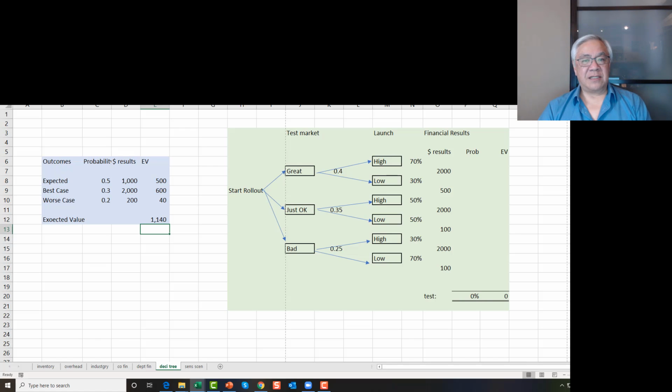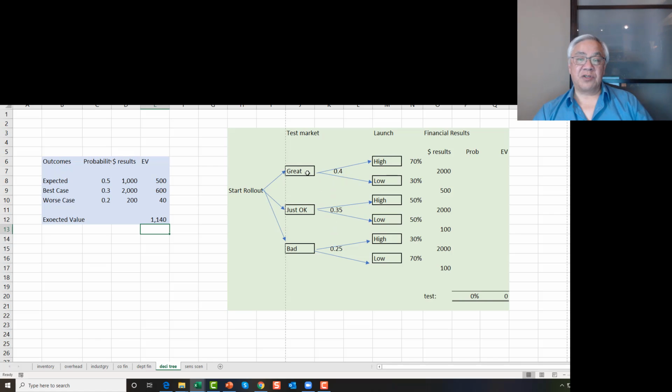The next approach is to go one step further and build a decision tree where we map out what happens in between the launching of a product and the actual getting of results. Instead of just looking at it in the future and saying it's 1,000 or 1140, now we say, on the right side, let's start our rollout. What might happen? It could be great, it could be okay, or it could be bad. What's the probability of those happening? Well, it's about 40%, 35, and 25.